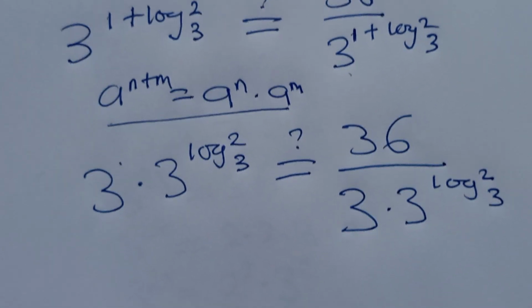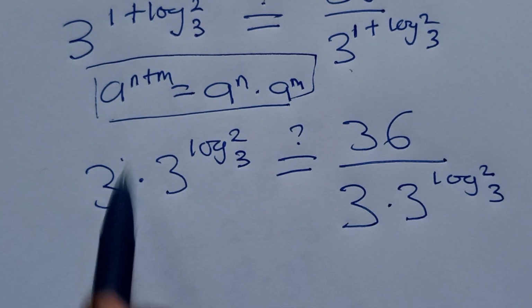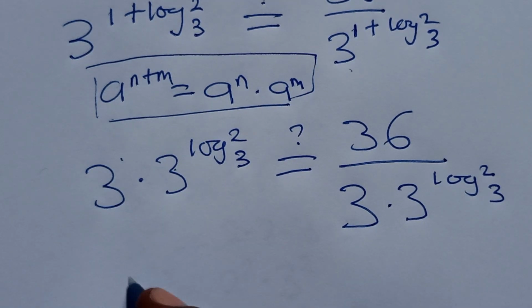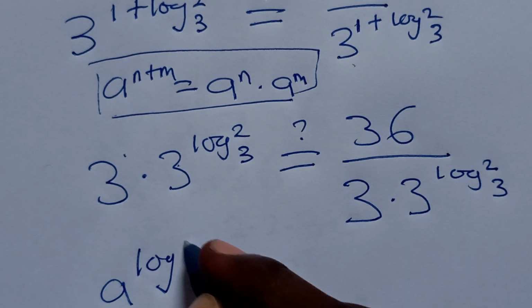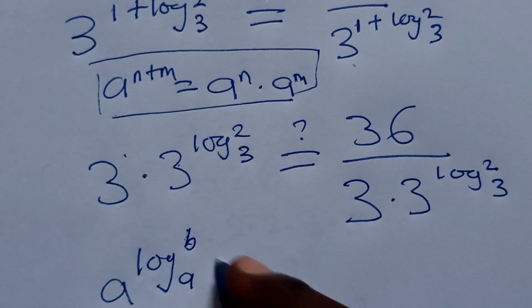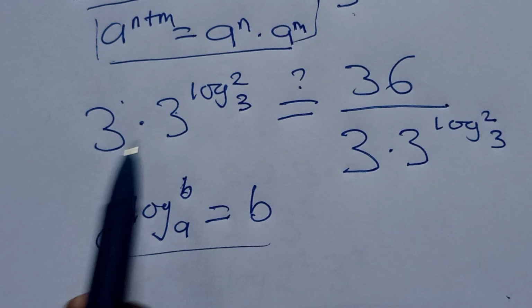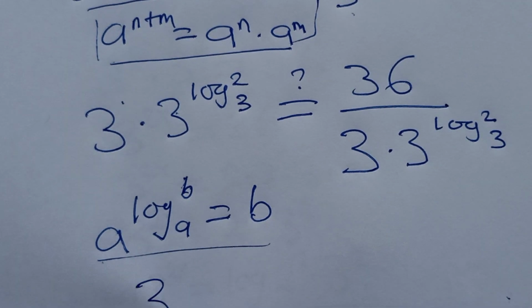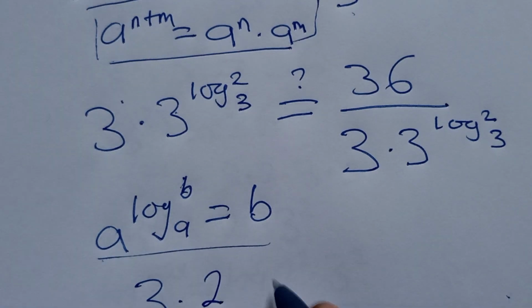So this is the law we applied to get this. But remember, when we have a to the power of log b base a, it is the same thing as b. Remember this law of logarithms. Applying that here and here, we are going to have 3 times 3 to the power of log 2 base 3, which is 3 times 2.